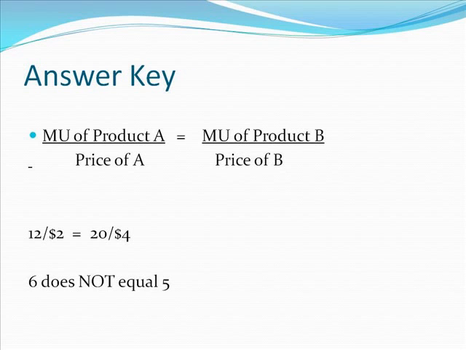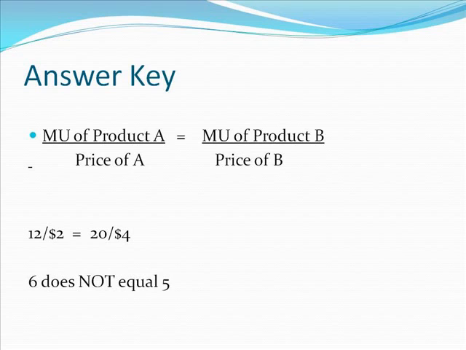Remember our utility maximizing rule. It's simply that equation. And in this question number 2, it says to define marginal utility, the extra satisfaction. You should be okay there. They then give you a set of data. You should then be able to set up the equation, which I've done here. The MU of fudge is 12 over the price is 2 equals 20 over 4. We know that's 6 to 5. 6 does not equal 5.